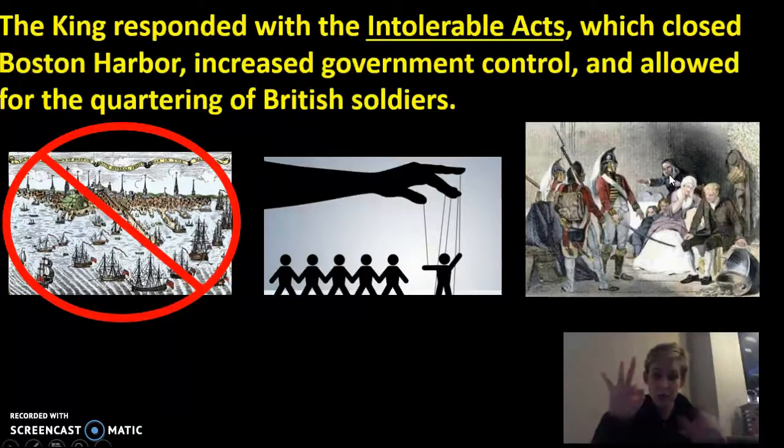Remember the third Bill of Rights, 1, 2, 3, the Anti-Quartering Act? Quartering Act is when soldiers are forced to live in your house, eat your food, sleep in your bed, take your stuff.